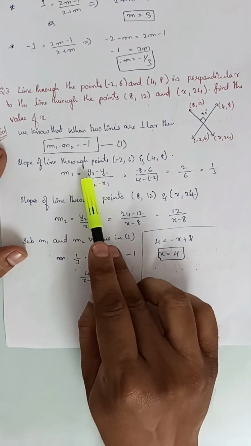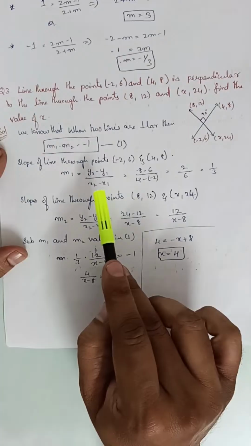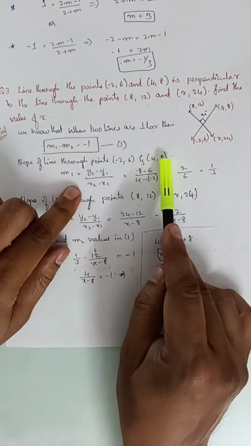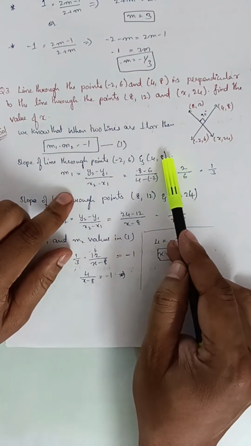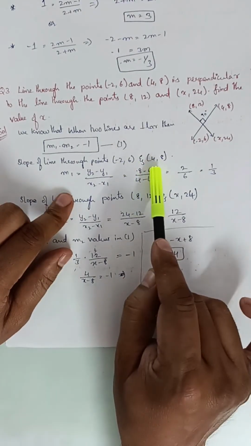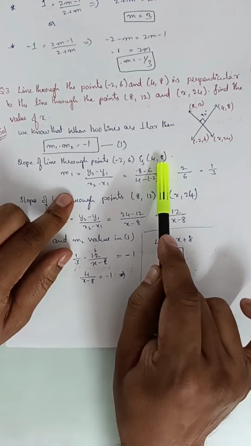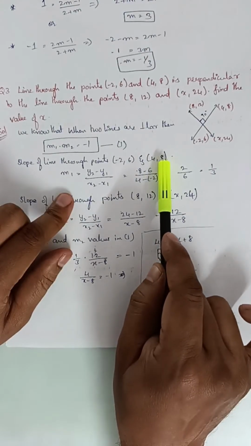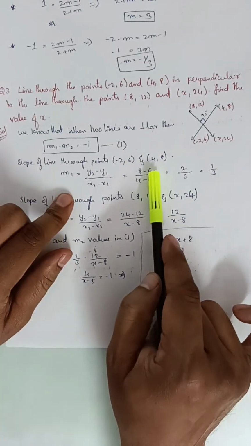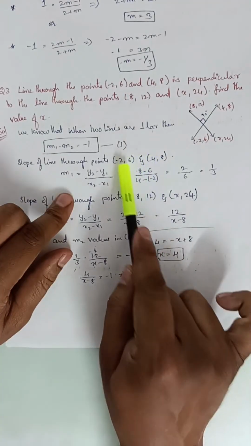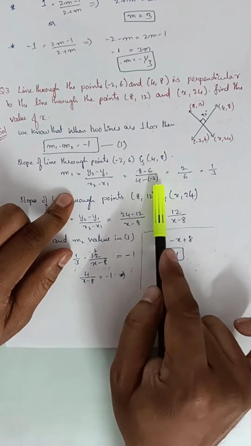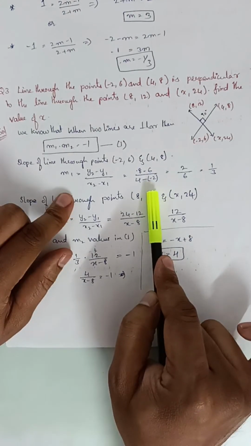m1 is equal to (y2 minus y1) over (x2 minus x1). What is the value of y2 here? The value of y2 is 8. First bracket, first point, x1 y1. Second bracket, second point, x2 y2. So y2 is 8, y1 is 6, so 8 minus 6. Then x2 is 4, x1 is -2. So in the formula we have minus and the point is also minus, so we take a bracket so as not to be confused.